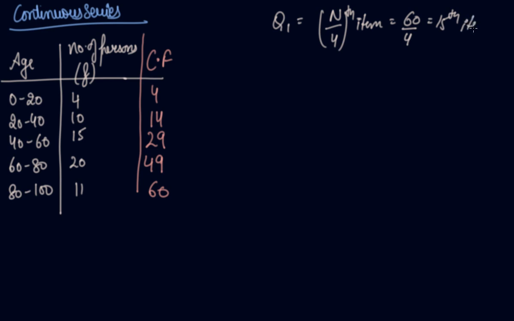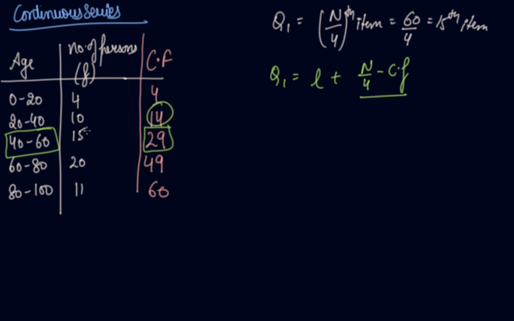So where does 15 come? In 29. 15 does not come in 14 cumulative frequency. So it is 29. So your quartile class is 40 to 60. So your quartile formula was lower limit plus n by 4 minus cumulative frequency of the preceding class, that is 14, divided by the frequency into I, that is the class size.